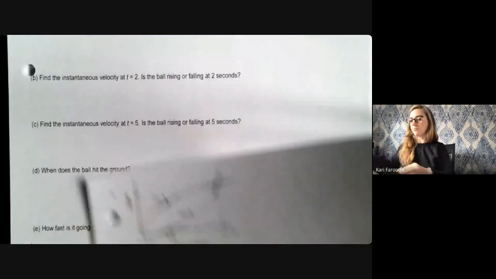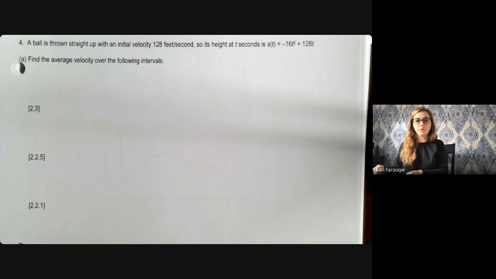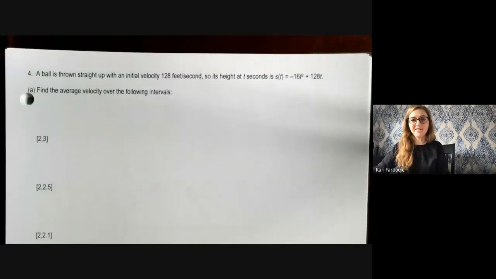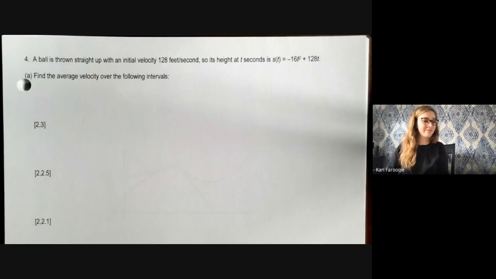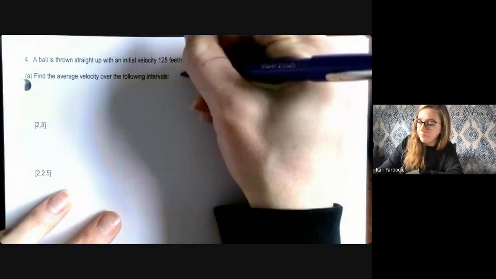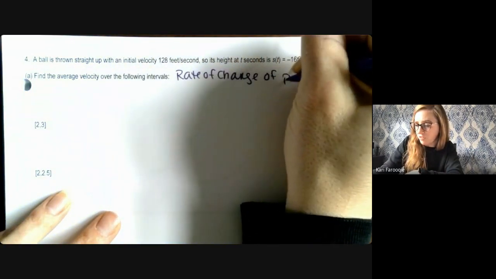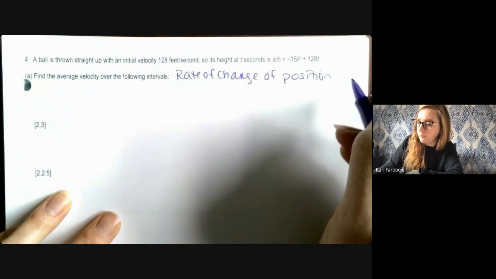Let's do another application. A ball is thrown straight up with an initial velocity of 128 feet per second. So its height at t seconds, its s of t, is negative 16t squared plus 128t. Find the average velocity over the following intervals. Now, the average velocity, remember, is just the rate of change of the position over time.